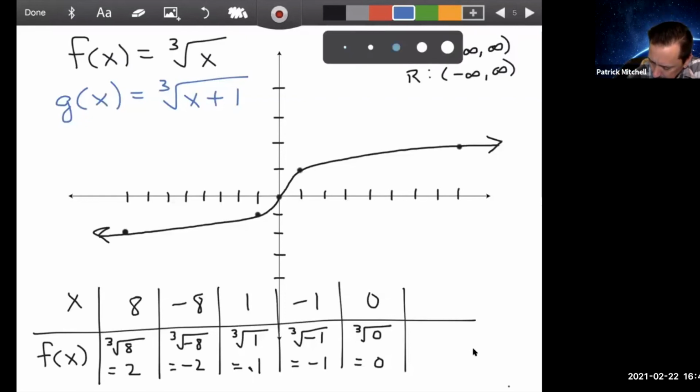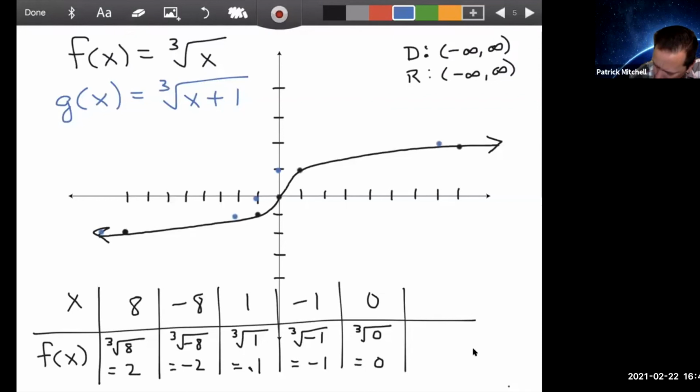All right, so what I'm going to do is just take all of those points that I plotted earlier, and I'm going to shift them all 1 unit to the left. Okay, it's not perfect, all right, but what you're supposed to get out of this is that the graphs are identical except that one has been shifted 1 unit to the left. So it's going to end up looking something like this.